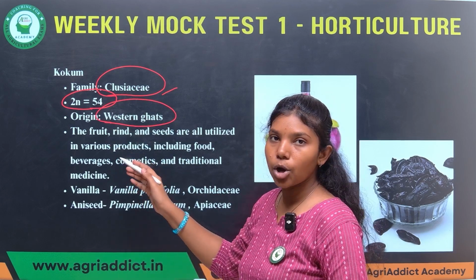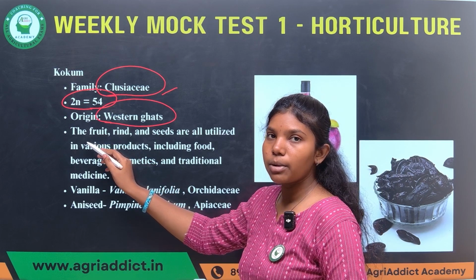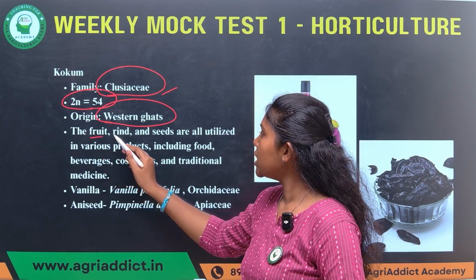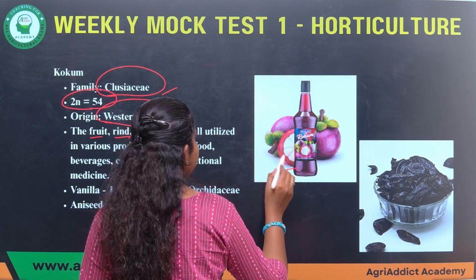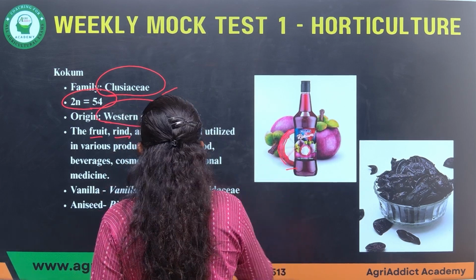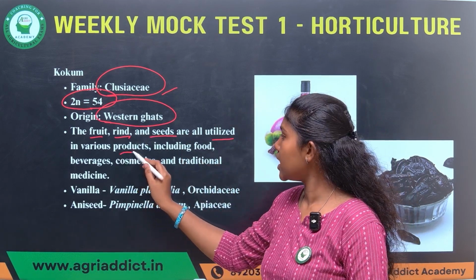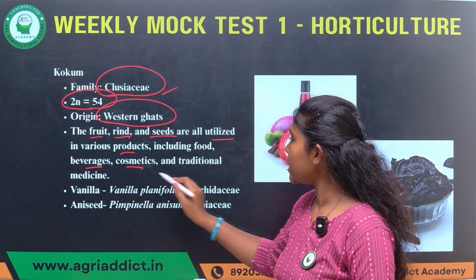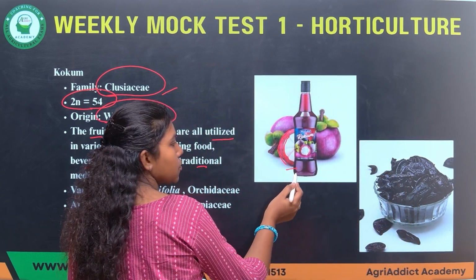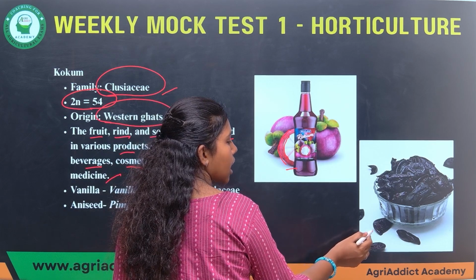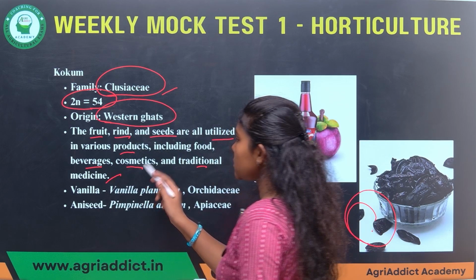And the important point here comes. The economic part of Kokum is its fruit, its rind, that is this outer region, known as rind, and its seeds. All are utilized in making various products like beverages, cosmetics and traditional medicine. This is the fruit juice made out of Kokum and this is the dried rind of Kokum. It is used in various beverages and cosmetics.